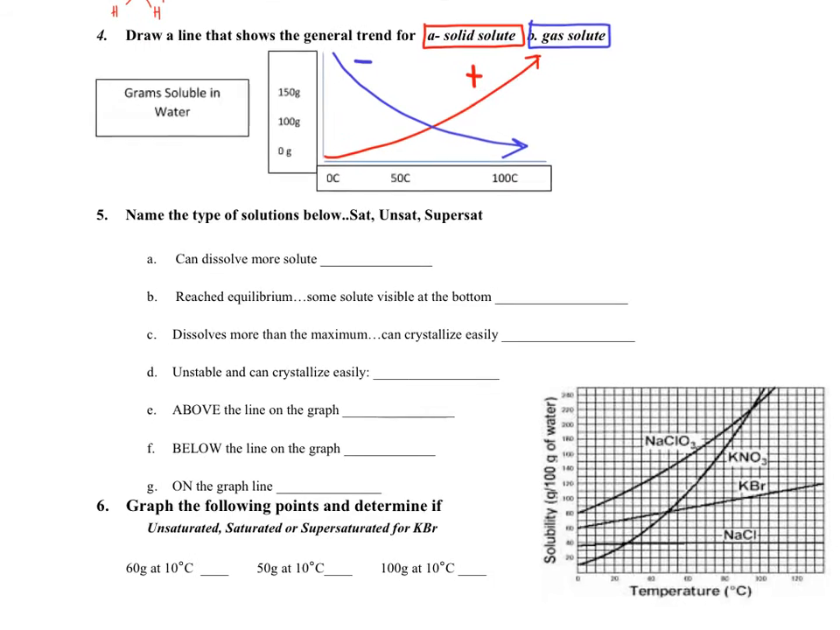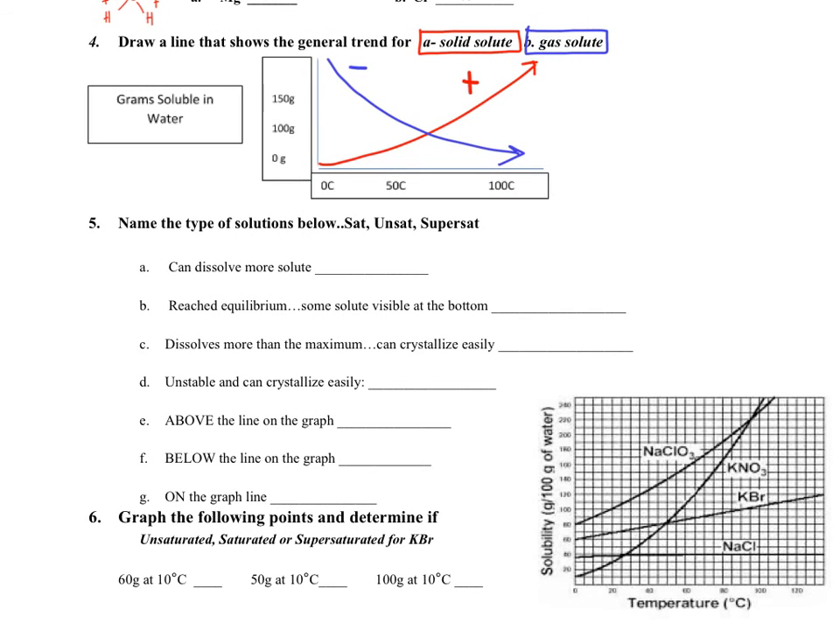So now I want to name the type of solutions below as saturated, unsaturated, or supersaturated. Looking at A. A says can dissolve more solute. Is that saturated, unsaturated, or supersaturated? If I can dissolve more solute into my solution, then that solution is said to be unsaturated. B says reached equilibrium, some solute visible at the bottom. Is that saturated, unsaturated, or supersaturated?